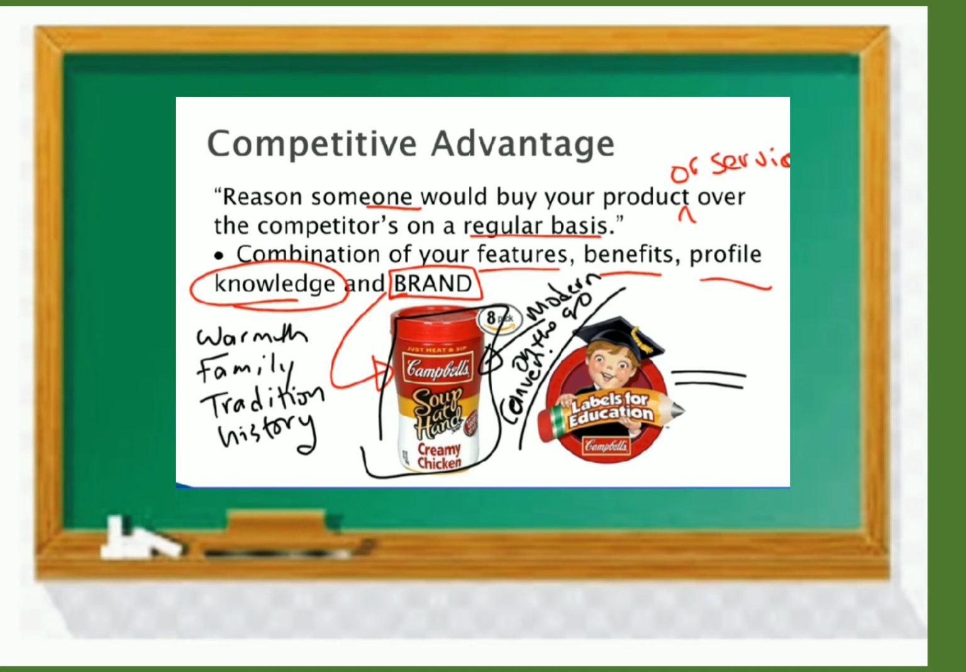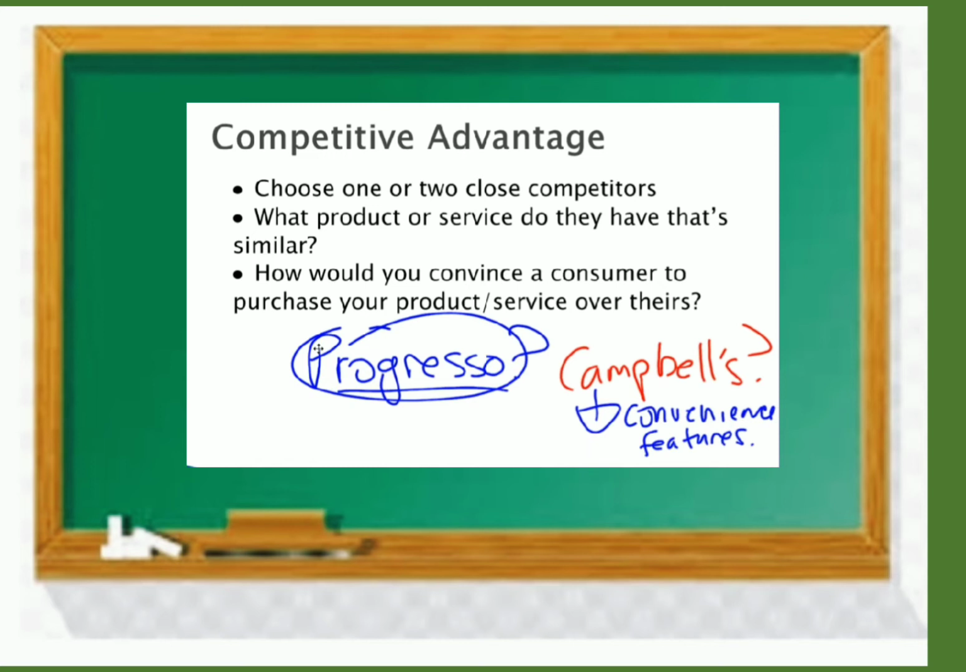So what are those competitive advantages? You have to choose one or two close competitors. What product or service do they have that's similar to the product you're offering in the market? So how would you convince a consumer to purchase your product or service over theirs? In Campbell's case, its competitor is Progresso. So what gives Campbell's the advantage is the convenience, and the features: it is sippable, contoured to our hand, and convenient. Those are the features that we can get from that product as compared to Progresso. So that is one way that makes your product very competitive and advantageous compared to the other products offered in the market.